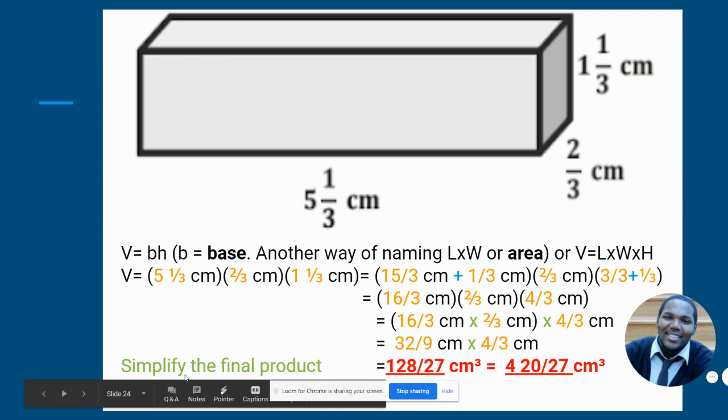Also, I want you to simplify the final product. You never forget to simplify. Unless the instructions tell you to render your answer, and sometimes they will say render your answer as an improper fraction. You make sure that you convert it into a mixed number, the most simplified version of that number. So you have a final product of 4 and 20/27 cubic centimeters. All right, that was a lot to say, but there it is.